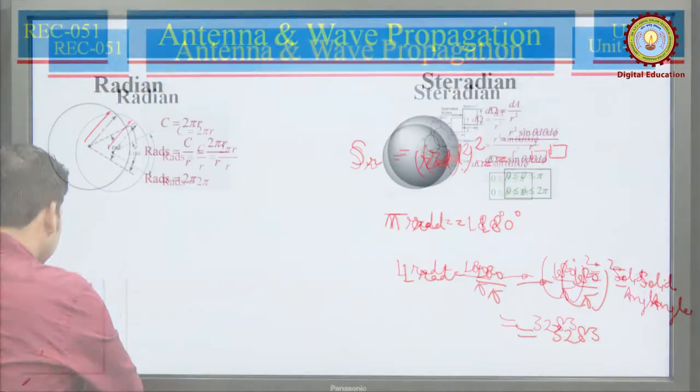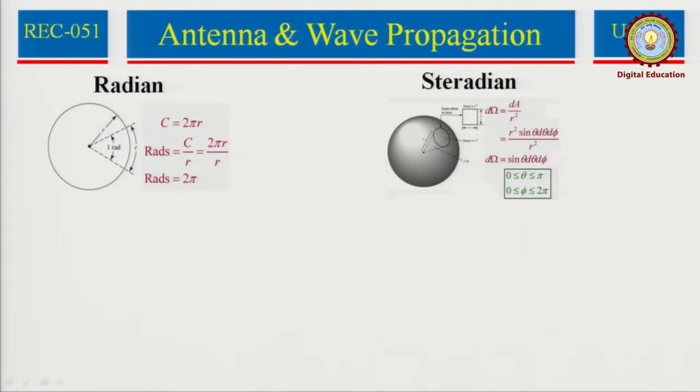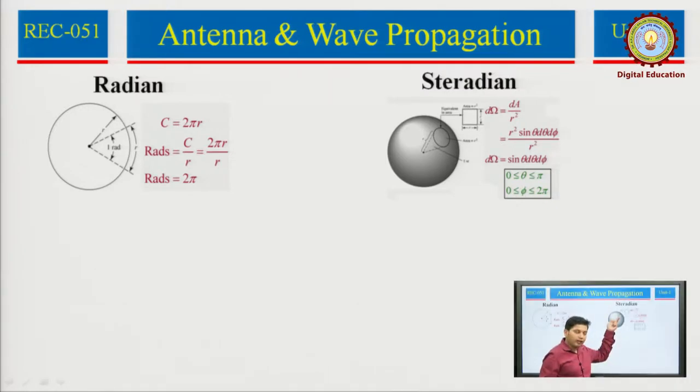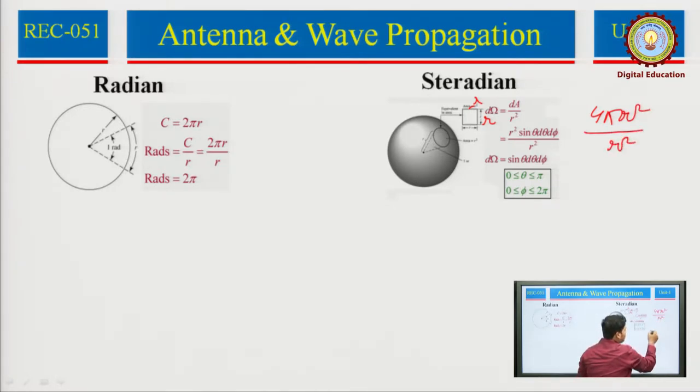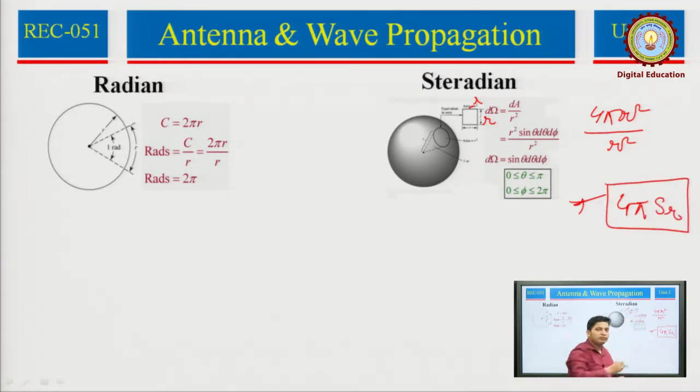Let me give you a clear picture. It is a sphere. Here the radius is small r, and the area, which is the square of this arm r, is r square. The total area of a sphere is nothing but 4 pi r square, divided by r square. So, the maximum number of solid angles in a sphere is 4 pi steradian. Remember, the maximum value of plane angle is 2 pi, whereas the maximum value of solid angle in a sphere is 4 pi.